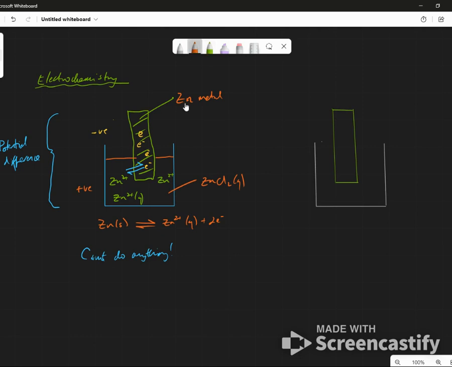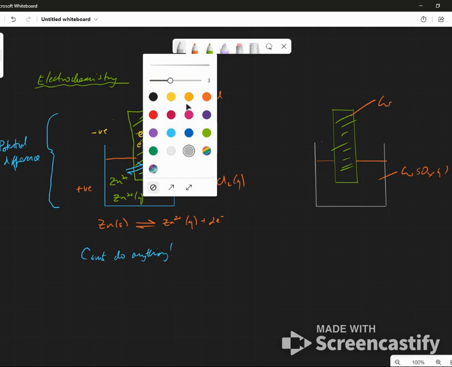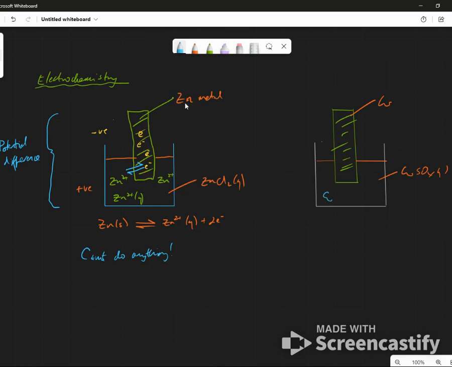Right, and then I'm going to fill this up with another solution. This one's a bit neater, isn't it? I'm getting the hang of this thing. Now this metal, for argument's sake, is copper. I'm going to put the copper in copper sulfate solution, which is beautiful blue, as you know. So let me do it in blue then. We have Cu2+ aqueous.